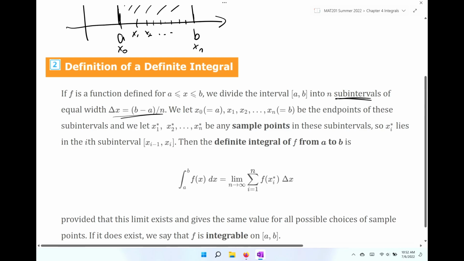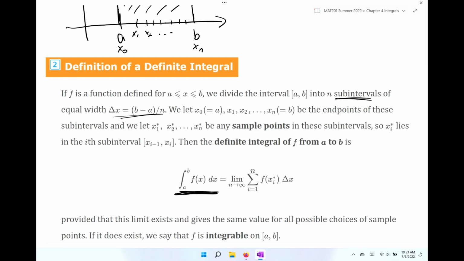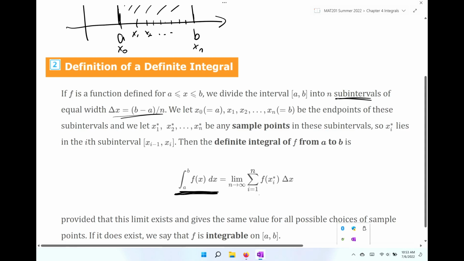of f from a to b is defined as, and this is the big thing here, okay? So this is read on the left-hand side. The integral from a to b of f of x times dx is going to equal the limit as n goes to infinity of the summation from i equals 1 to n of f of xi star times delta x. Now, I'm not even going to worry about the rest of this. This is so much to take in.